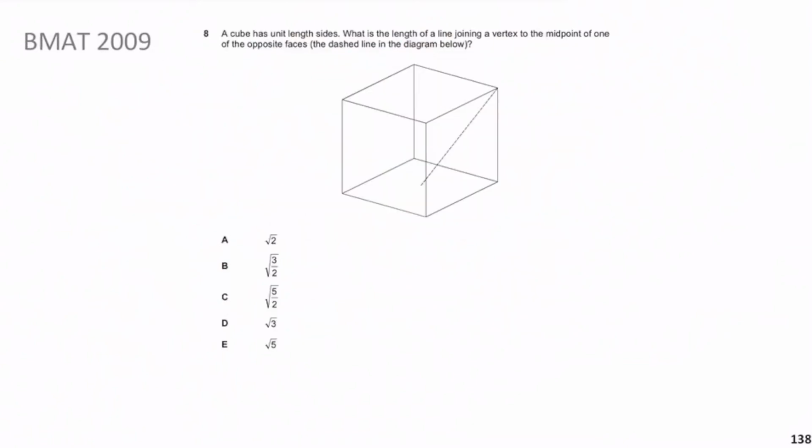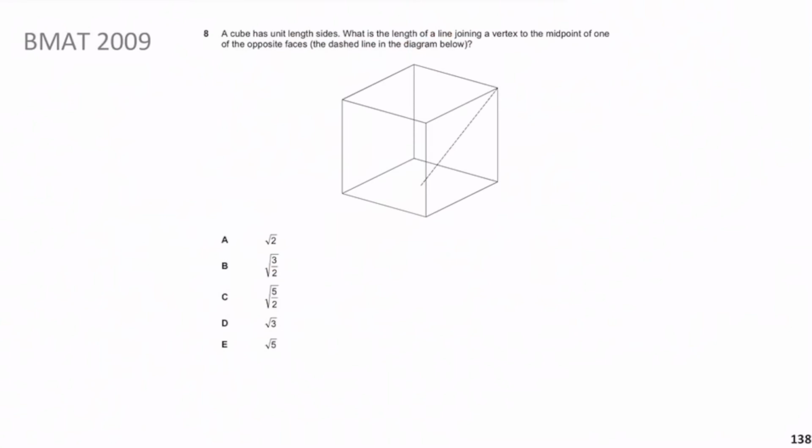Now, guys, we're going to move on to the next question, BMAT 2009 question 8. It reads, a cube has unit length size, i.e. the length is just 1. What is the length of a line joining a vertex to the midpoint of one of the opposite faces, the dashed line in the diagram below? So guys, pause the video, give yourself a minute, be sure to be back after that minute, and then we'll go over the solutions.